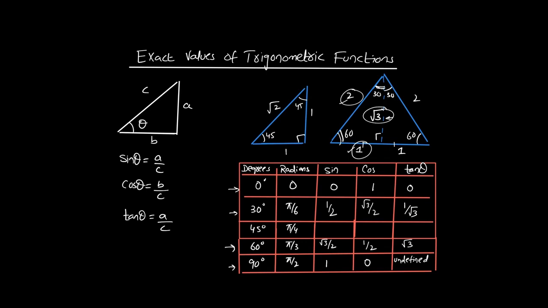Similarly, for 45, you can draw a right angle triangle having this angle as 45, this angle is 45, and this angle is 90 with lengths of 1 and 1. So using Pythagoras theorem, this would be root 2. So sine of 45 is 1 over root 2. Cos of 45 is also 1 over root 2. And tan of 45 is 1. You can confirm these values from the calculator as well.